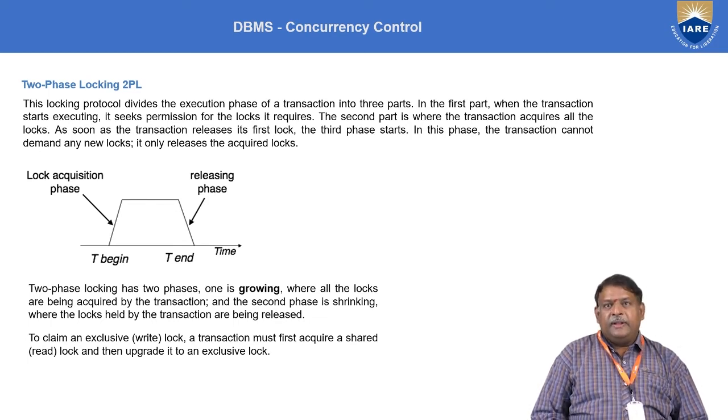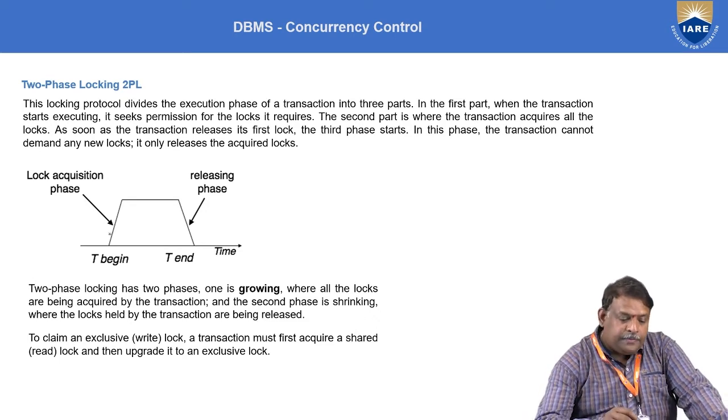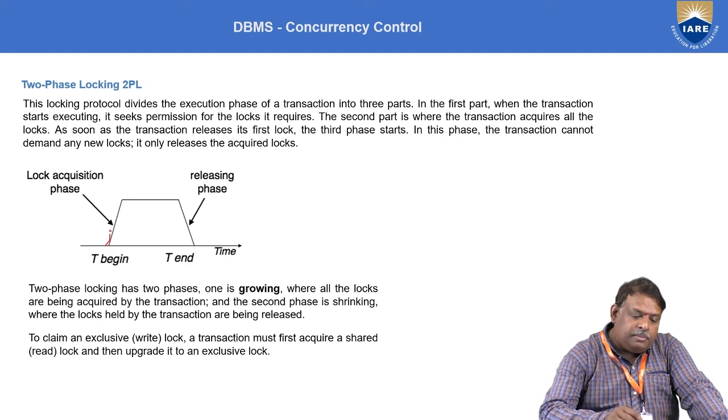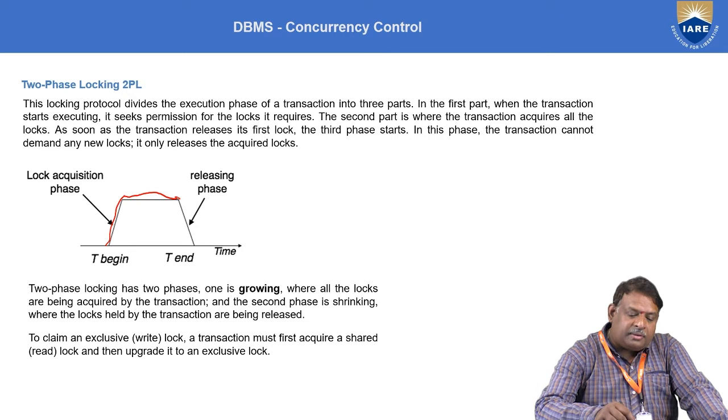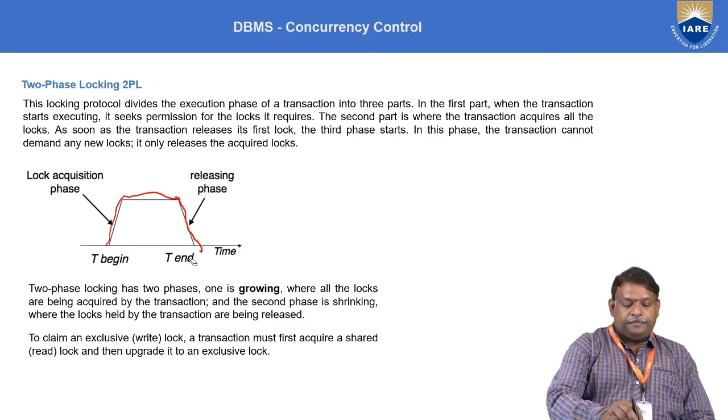So first it seeks the locks it requires. In the second part it acquires all the locks. As soon as it releases the first lock, the third phase starts. It cannot demand any new locks. It can only release the acquired locks. So here, your transaction will begin like this and proceed, and after the transaction is over, it will start releasing the locks.